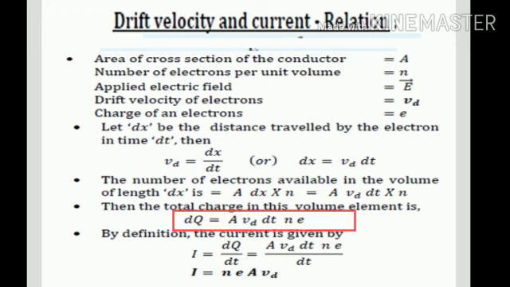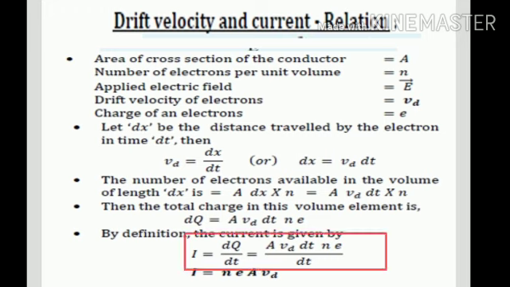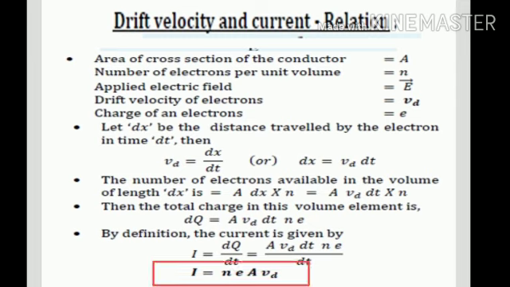into n e. By definition, the current is given by I is equal to dq by dt, which can be written as A Vd dt n e divided by dt. After the simplification, you will get I is equal to n e A Vd. This is the relation which gives the relationship between the current and the drift velocity.